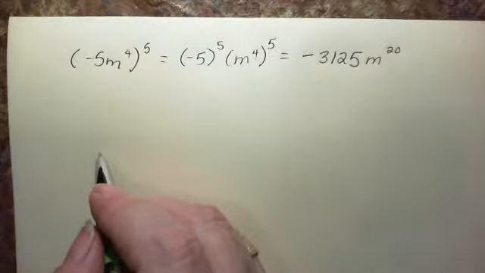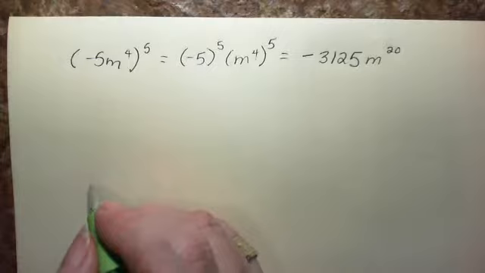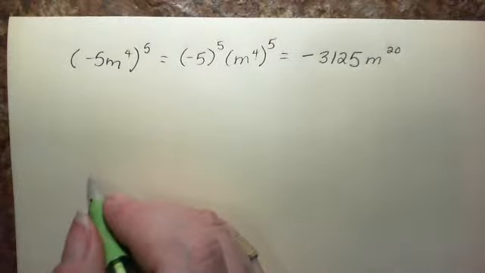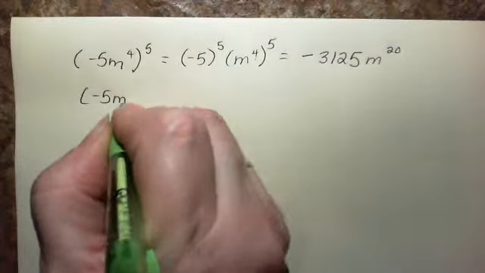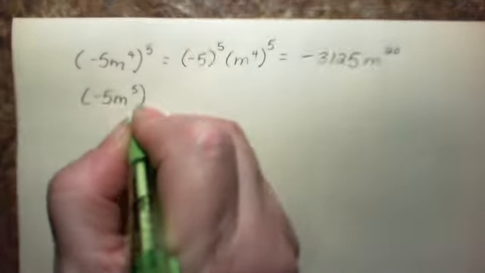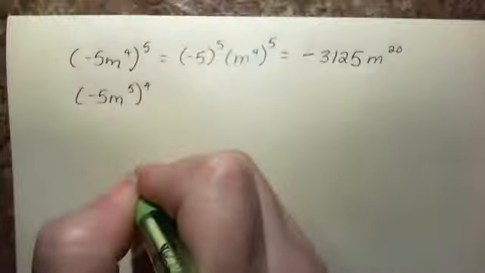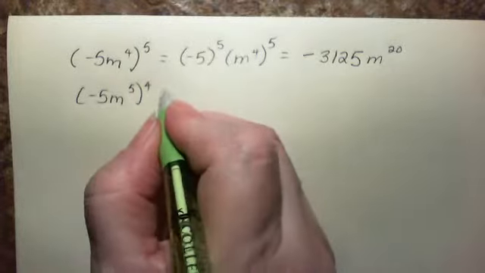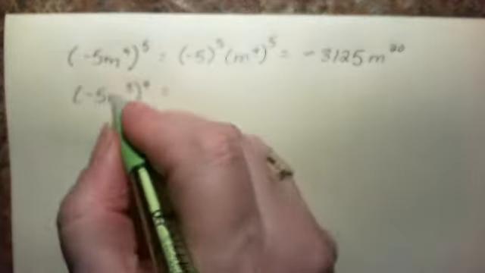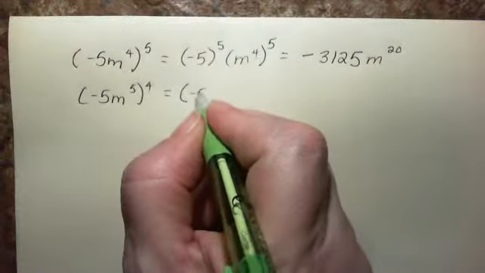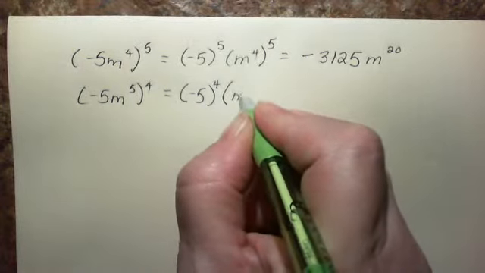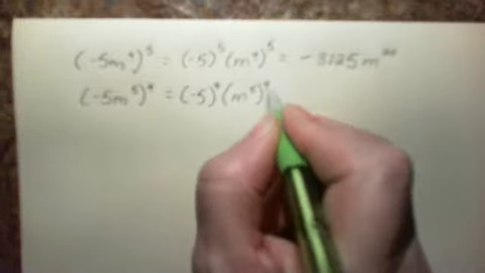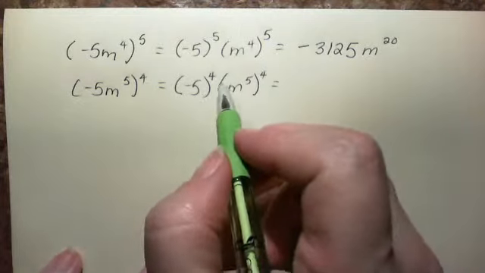Let's take a look at this one here. Negative 5m to the 4th. We'll put the 5th power inside and the 4th power outside. How will that change anything? Well, we still know that the factor negative 5 this time gets the 4th power, and the factor m to the 5th also gets the 4th power. So it won't change much, but it will change something significant.